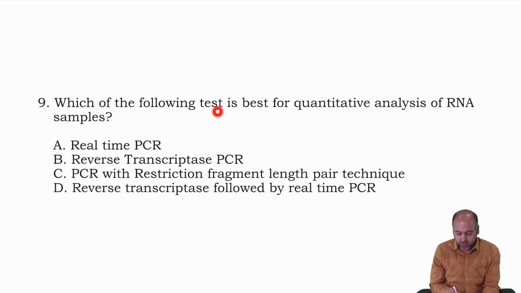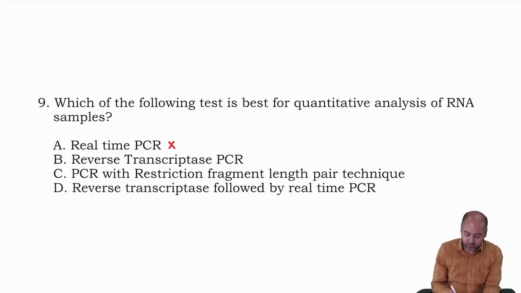Next question, which of the following tests is best for quantitative analysis of RNA samples? Again, you can see the focus on the techniques, the test, the principle. That is very peculiar for the INICET exam. Real-time PCR, reverse transcriptase PCR, PCR with restriction fragment length polymorphism technique, reverse transcription followed by real-time PCR. Now in this case, real-time PCR is strictly speaking not for RNA, it is for DNA. Whether it is the complementary DNA or the double-strand DNA, doesn't matter.